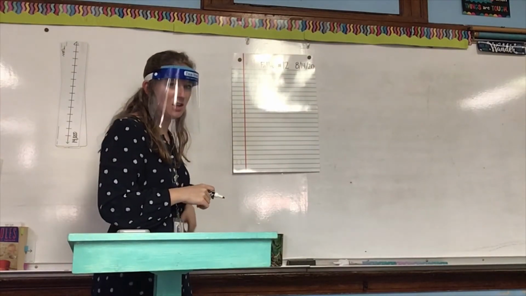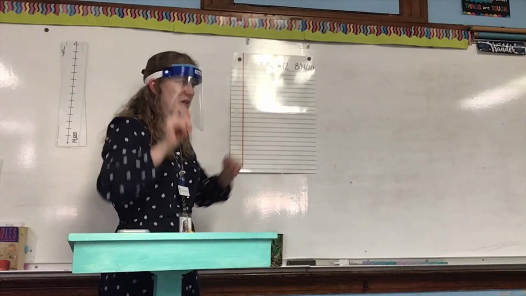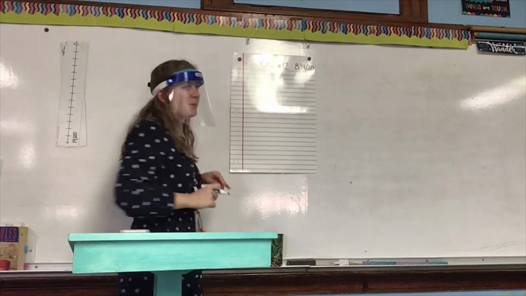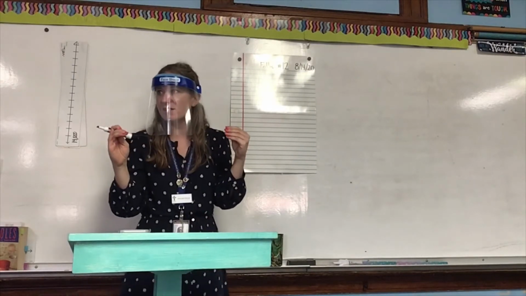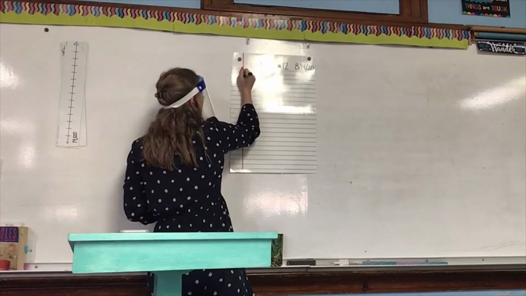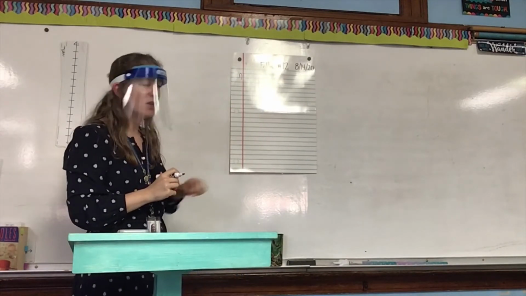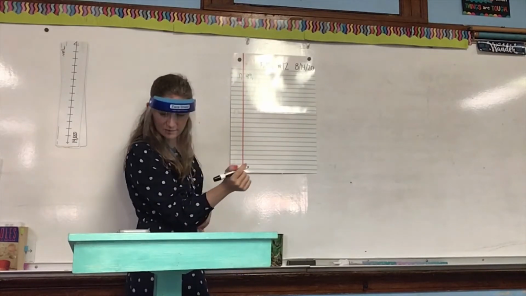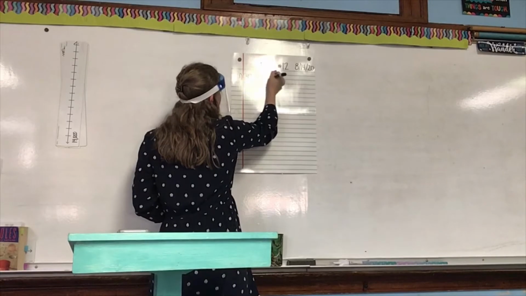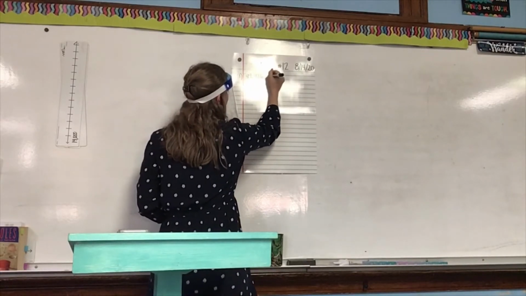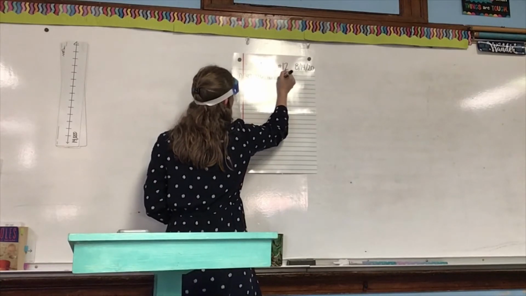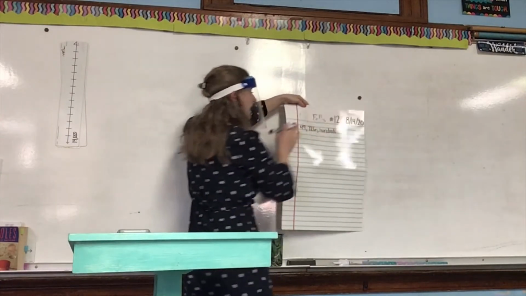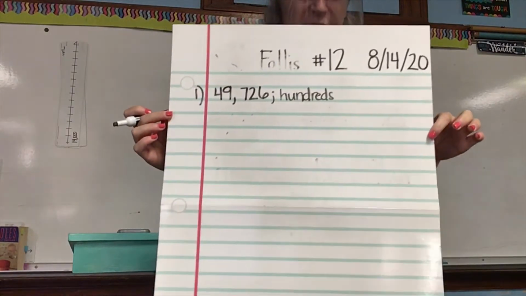Now, before you start, on your separate sheet of paper, when you use that to solve math problems, you do not write over top of the lines. Each line, you fit your letters and your numbers so that they fit on the line. So if I'm doing number 1, it would look like this: 49,726, and we are rounding to the hundreds. Do you see how I kept everything on one line?